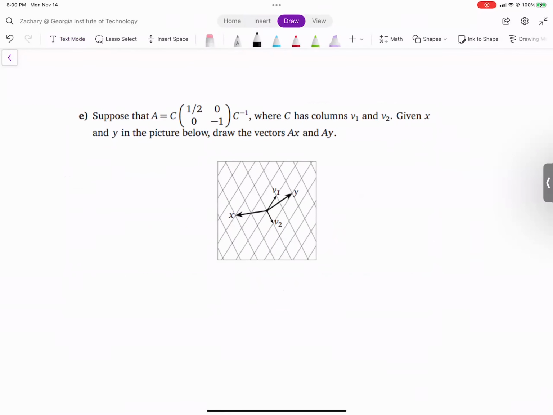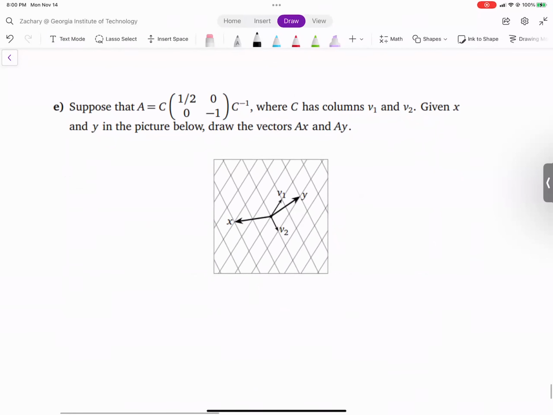All right. So this one says A is C times that matrix times C inverse, where C has two columns of vectors. Given X and Y in the picture below, draw the vectors AX and AY. Okay. How do you break this down? Well, you break this down to the same concepts of linearity. The whole goal is to write X in terms of some number times V1 plus some number times V2 to be able to then transform it accordingly.